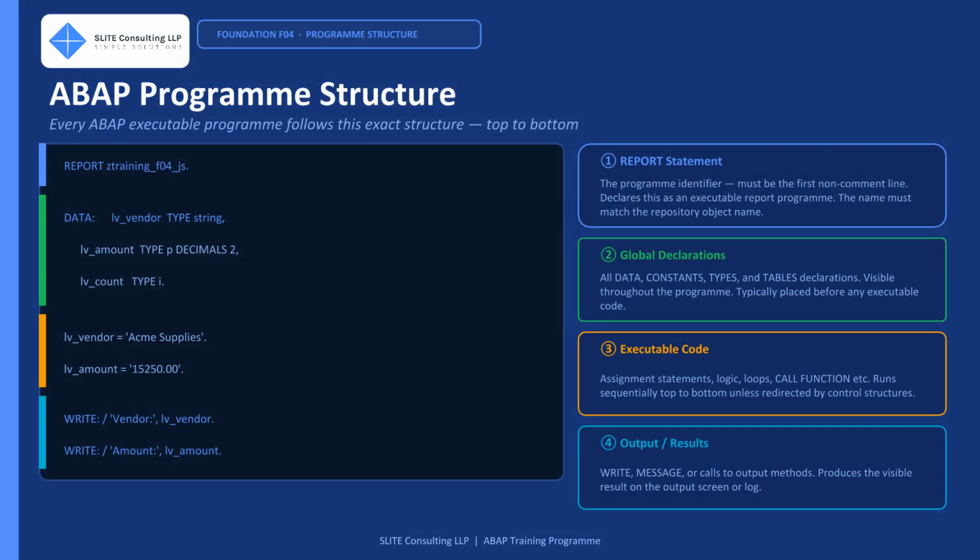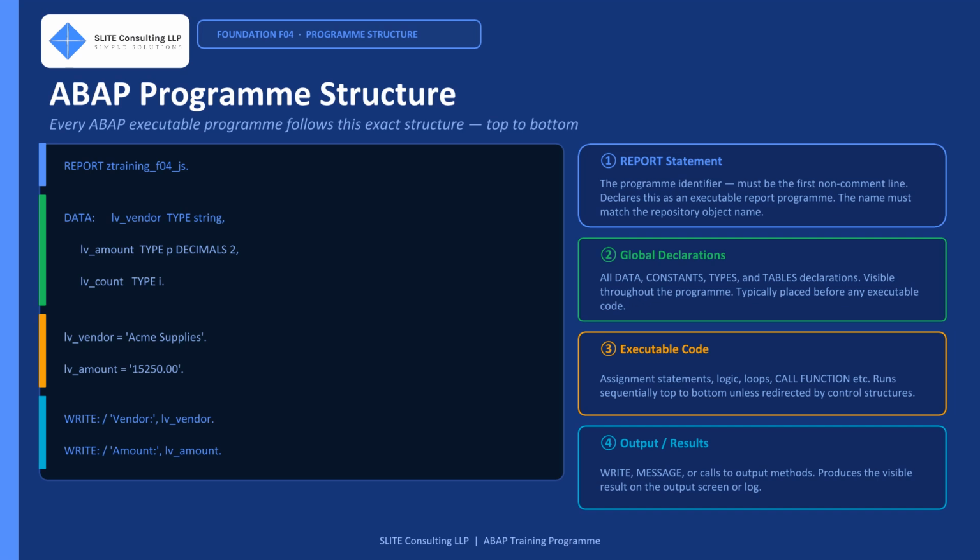Every ABAP executable program follows the same 4-part structure. Part 1. The report statement. This must be the very first non-comment line. It declares this object as an executable program, and its name must match the repository object name exactly. Reports training F04_JS.